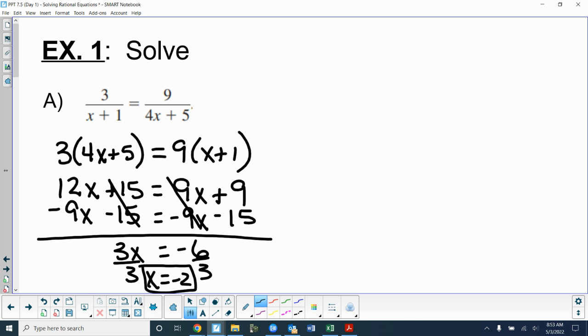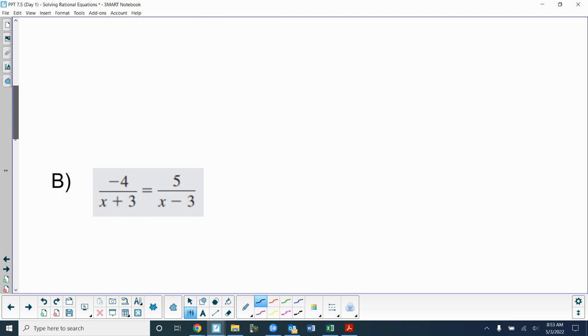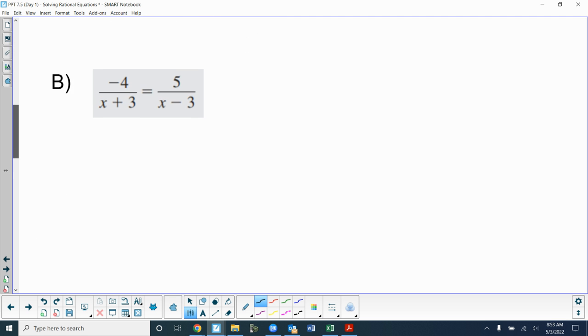Right, so that's easy when it's a single fraction equal to a single fraction. So you guys go ahead and solve that one, please, for practice.